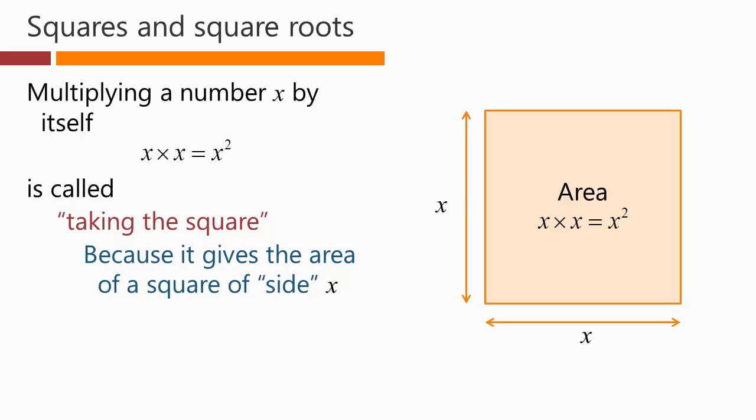Multiplying a number by itself, of course, we also know is called taking the square. So here is x squared, that's x times x. And it's called taking the square because it gives the area here of a square with side x here.